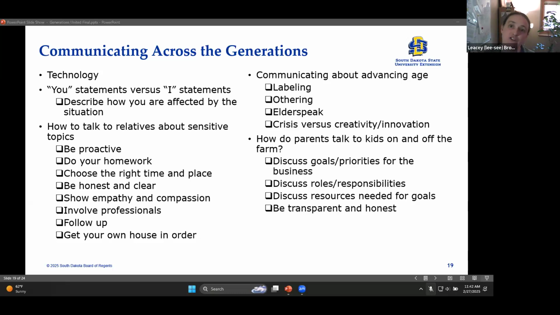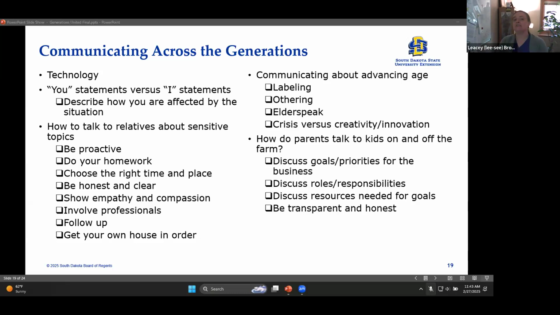Elder speak is a way of talking to an older person like they are incompetent. You might say, like, honey, you want to take your medicine, don't you? Oh, sweetie, you're so cute today. It's this demeaning and childlike way of talking to an older person. And what we know from the research is if you speak to an older person like that, particularly with dementia, they will behave poorly. They will begin to act out because they can sense that you think they're not very smart.